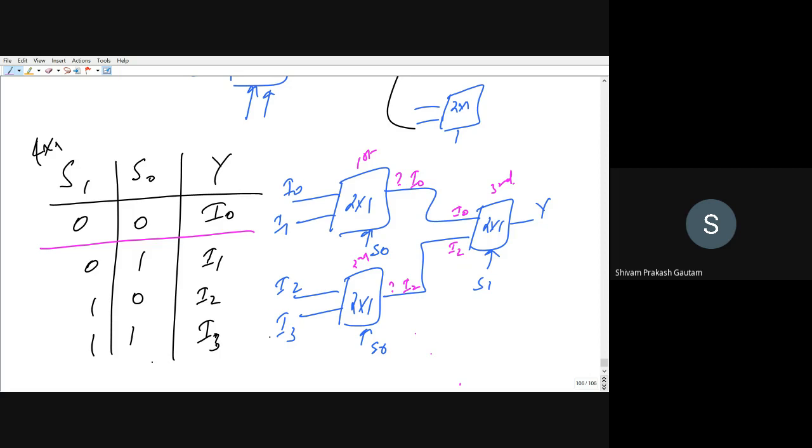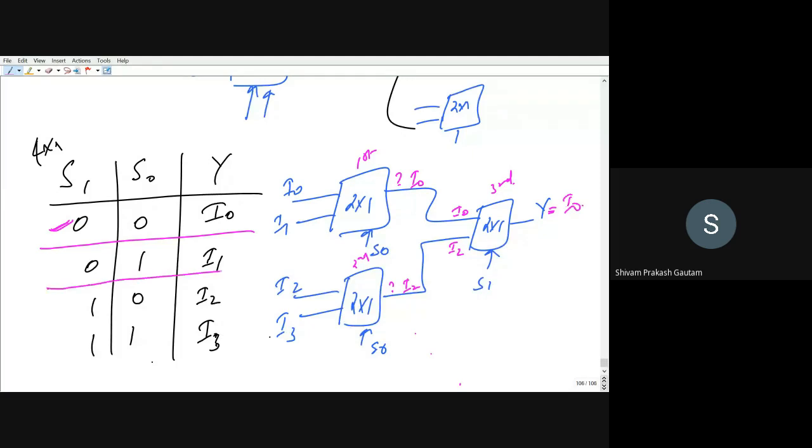But S1 is also 0. You can see here, S1 is 0. So what will we be getting at the output? S1 is also 0. I0, right? This is for the first case.